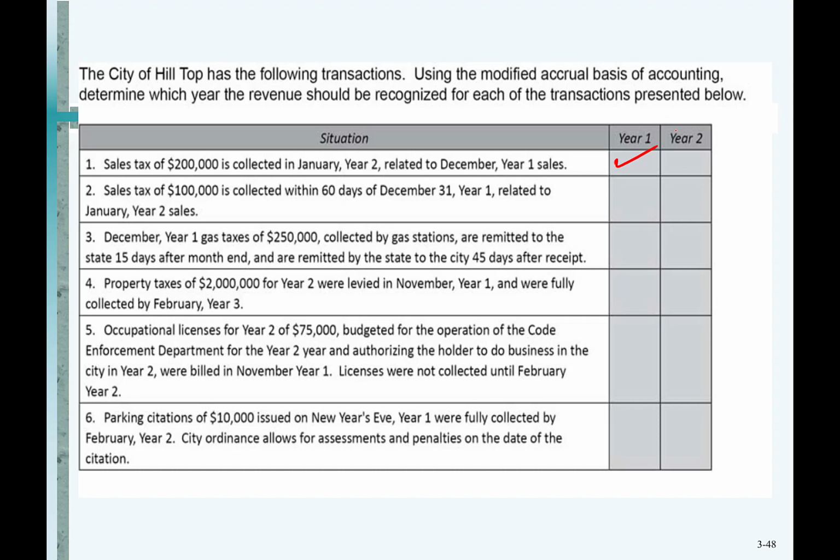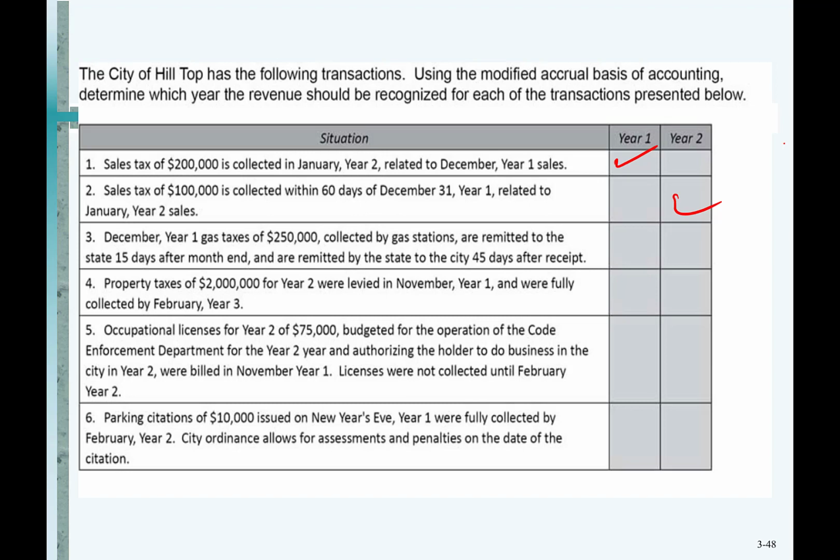Sales tax of $100,000 is collected within 60 days of December 31st, year 1, related to year 2 sales. That's year 2 because the underlying transaction took place in year 2. Maybe you had those sales in January of year 2 and you collected the money in year 2, right? So this was kind of tricking you to think, oh no, it's within 60 days, so it's year 1 money. No, when did the underlying transaction take place, right?